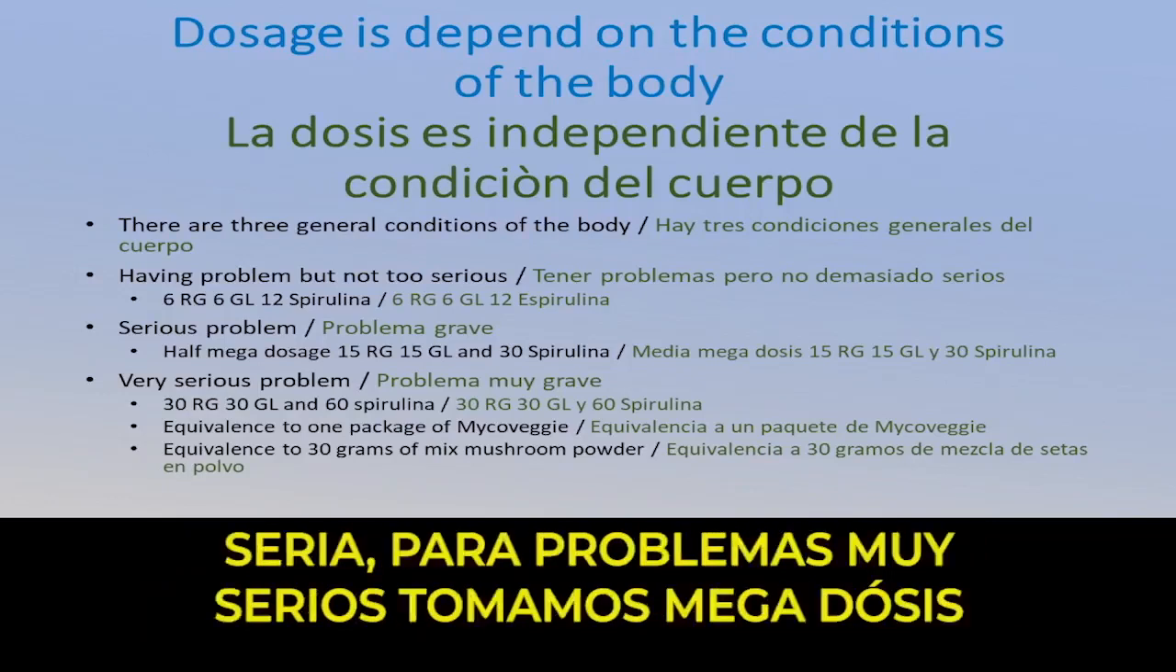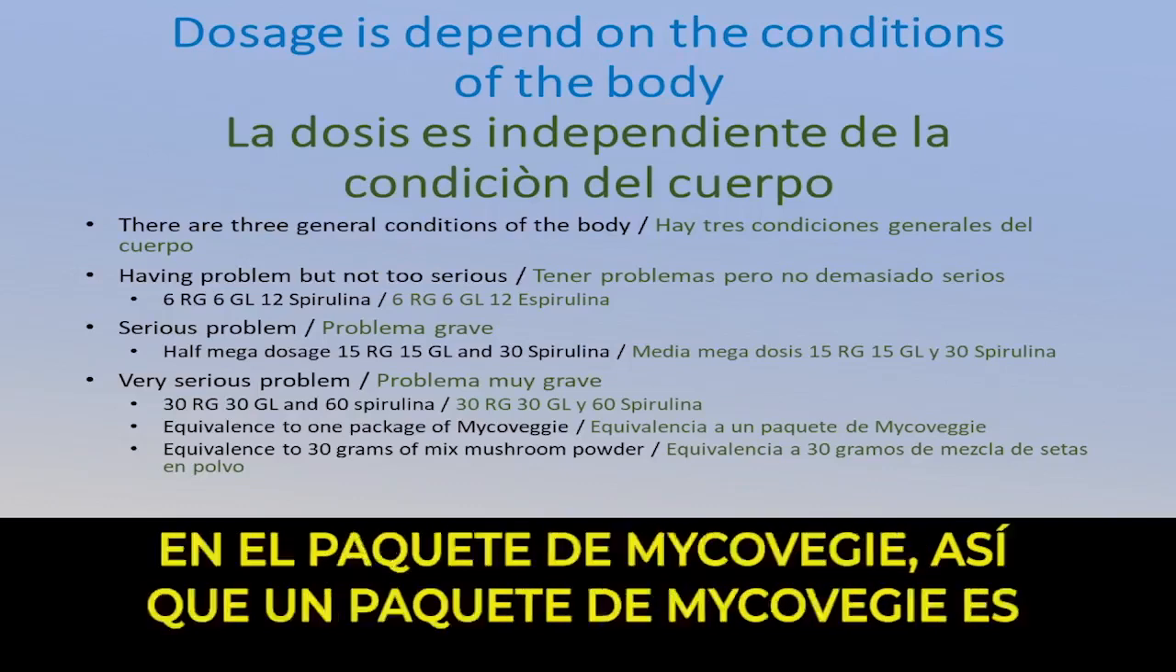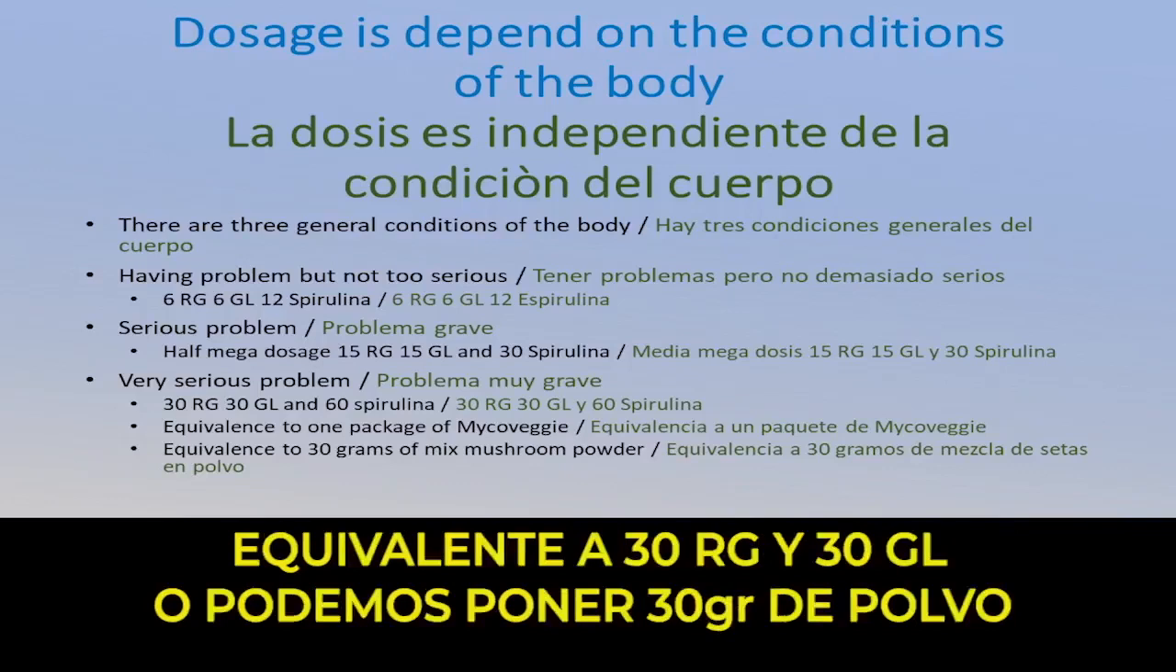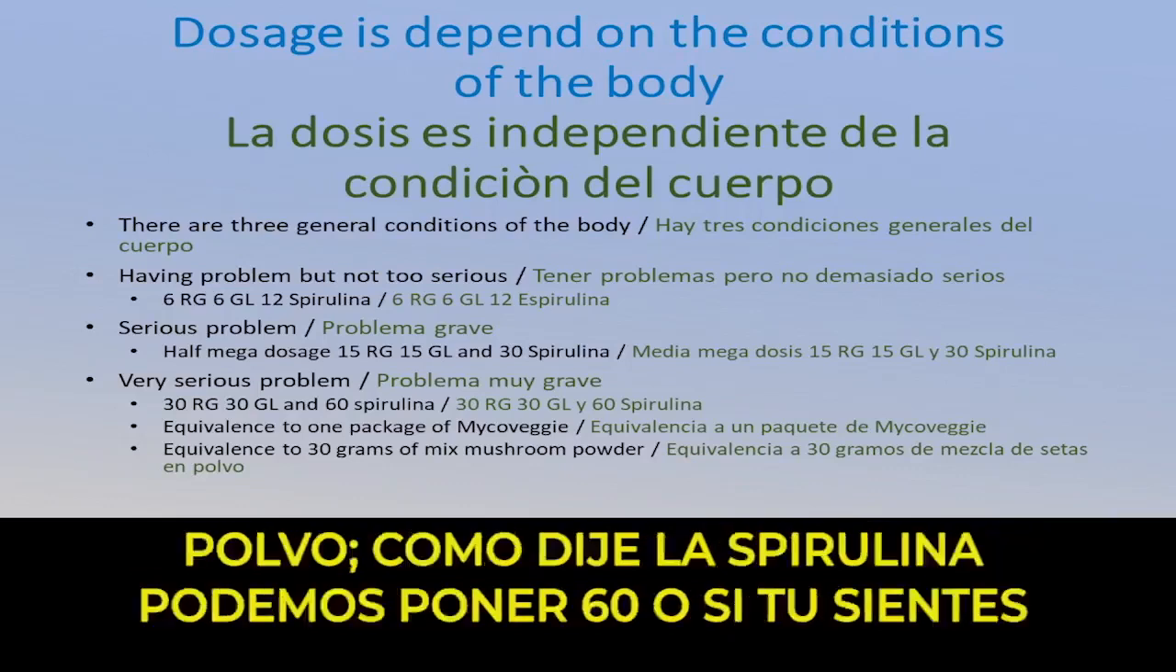Thirdly is the very serious problem. For a very serious problem, you close your eyes and go for the mega dosage: 30 Rg, 30 Gl, and 60 spirulina. Then we also put all the Rg and Gl into a package of micro-veg. One package of micro-veg is equivalent to 30 Gl and 30 Rg. Or we can put 30 grams of mixed mushroom powder. We do have mushroom powder.